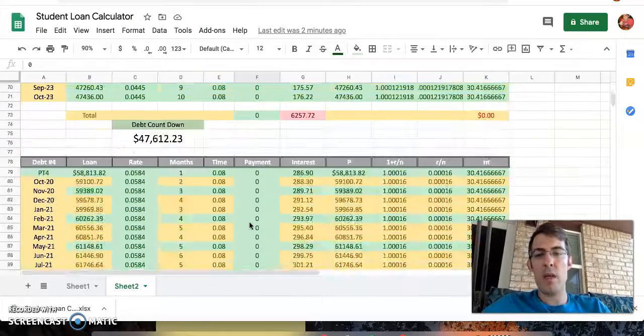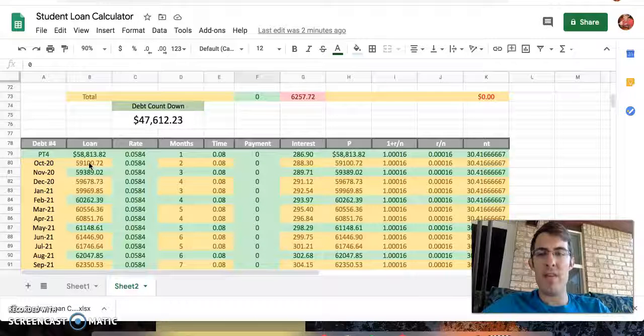The next loan is a little bit higher. It's going to be about $58,000.